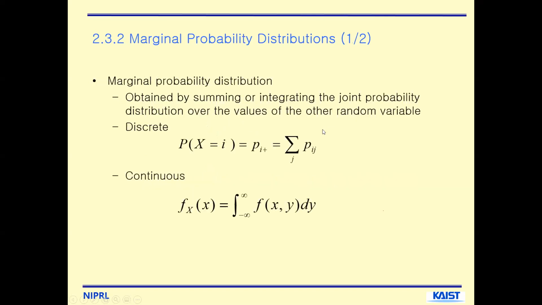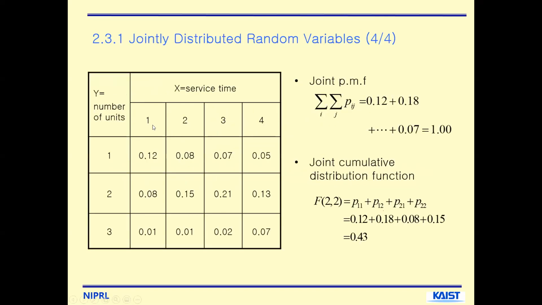Now, let me take you back to the table. Look at that. Service time equal to 1. I'm talking about this. You're going to sum that, okay? That gives you the probability of s equal to 1. Of course, I'm summing this over the range of y. So that's going to be 0.12 plus 0.08 plus 0.01.